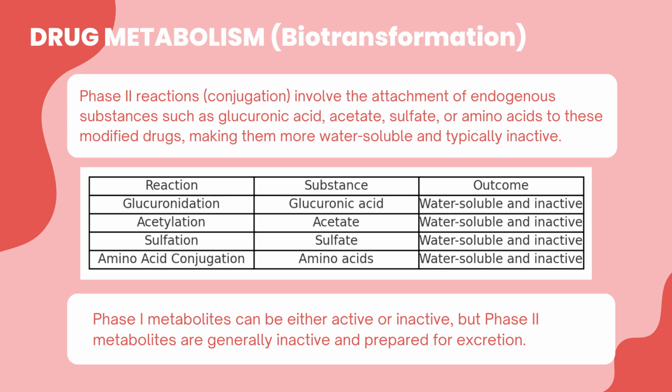It's important to note that phase 1 metabolites can be either active or inactive, meaning they can still have some therapeutic effects or be completely inert. Phase 2 metabolites are generally inactive and solely prepared for excretion. These two phases work together to ensure that drugs are processed and removed from the body efficiently, minimizing the risk of toxicity and ensuring that the therapeutic effects are controlled.